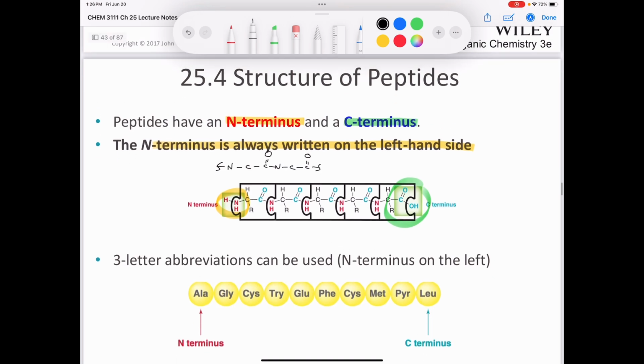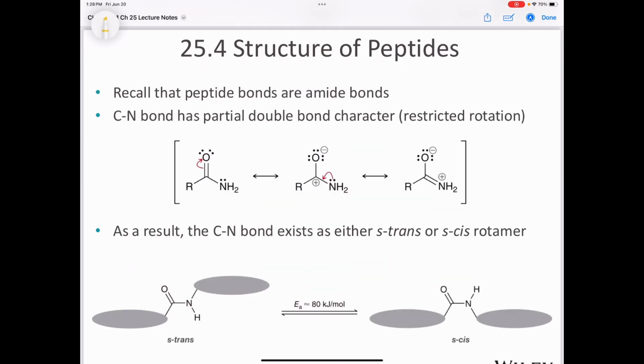Now, furthermore, besides actually writing out the structure of each amino acid, you can also use the three-letter abbreviations or the one-letter abbreviations, but it's important to remember that the N-terminus is always on the left-hand side. So you see this peptide here, which is comprised of 1, 2, 3, 4, 5, 6, 7, 8, 9, 10. So this would be a decapeptide. But it's important to remember that your N-terminus, your amino group, is coming off of your alanine, and your C-terminus, your free carboxyl group, is coming off of the leucine.